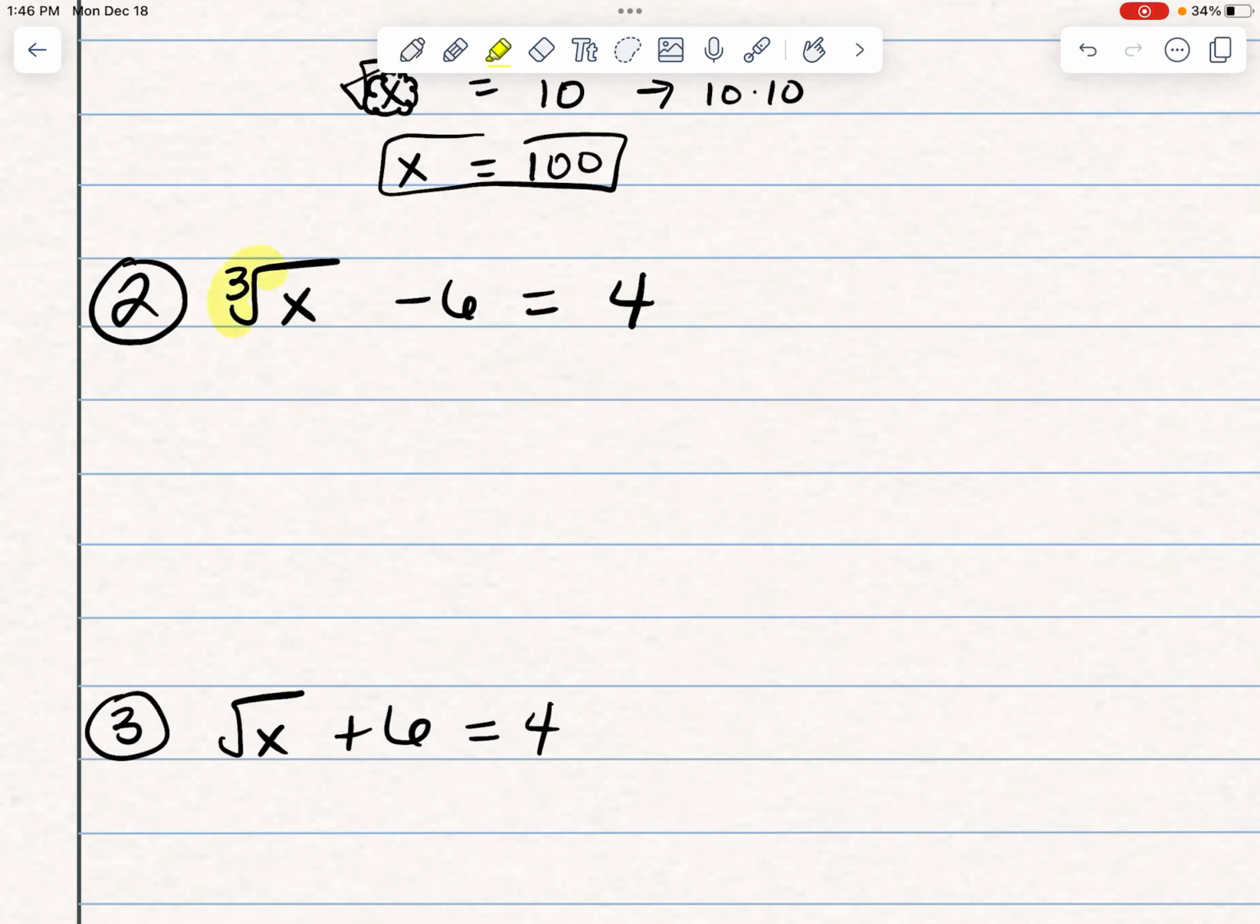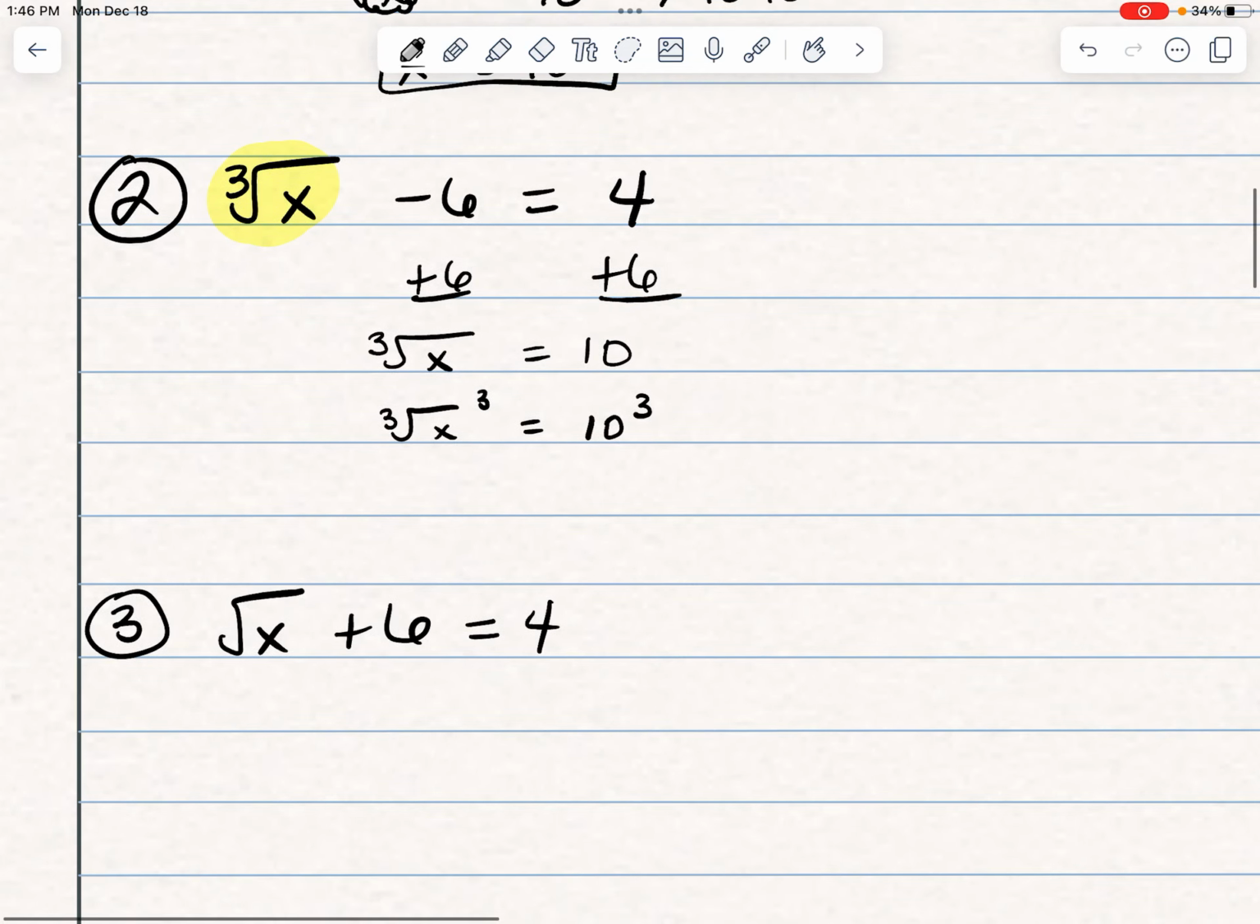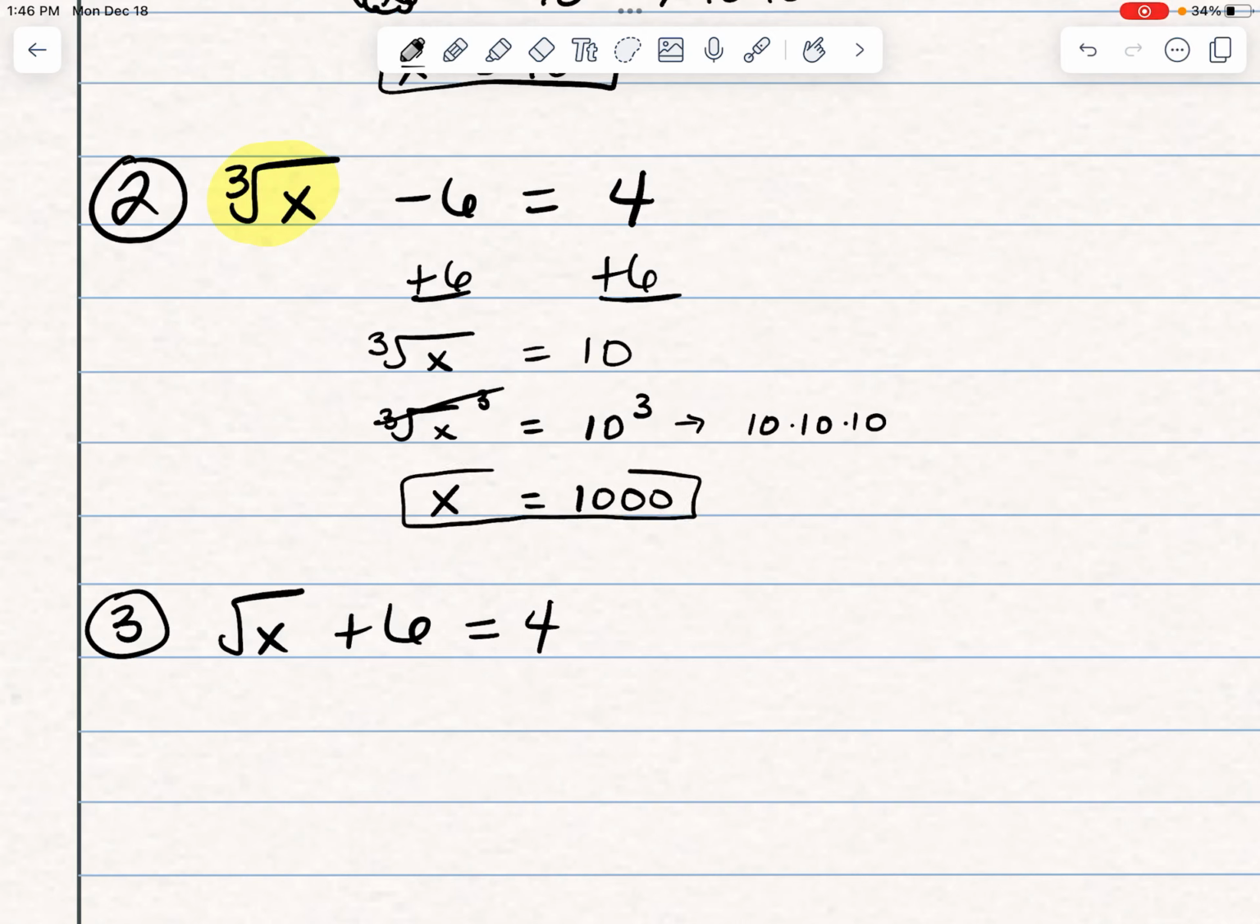All right, number 2. Again, we're doing this the exact same way, but now we have a cubed root in our problem. So we're going to add 6 to both sides, and we get the cubed root of x is equal to 10. Well, to undo the cubed root, we're going to cube both sides. So that's going to be 10 cubed. So the cubed root and the cube cancel out the radical, and we're left with 10 times 10 times 10, which is 1,000.